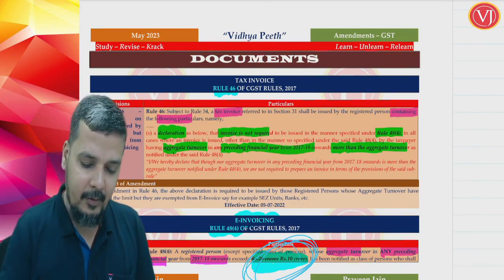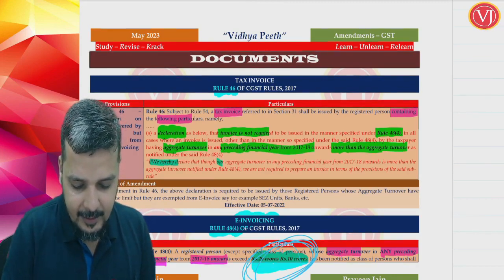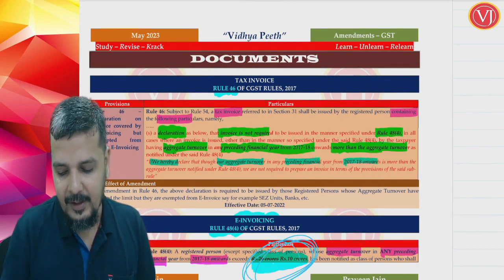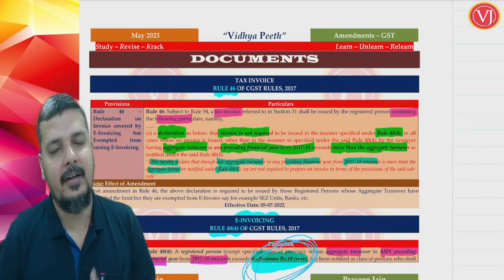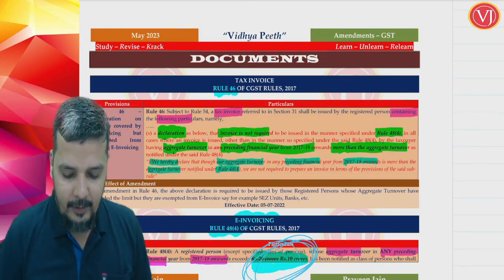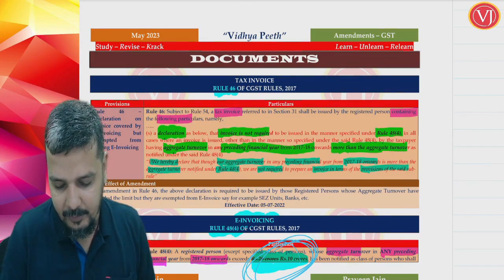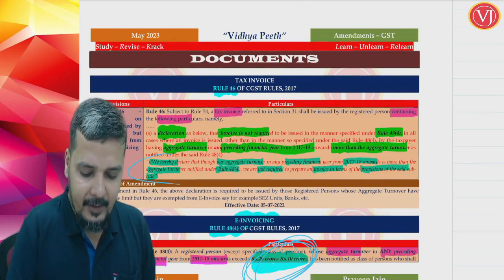So I have to give a declaration. What declaration? I or we hereby declare that our aggregate turnover in the preceding financial years from 17-18 onwards is more than the aggregate turnover for e-invoicing. We accept that our aggregate turnover is more than what is required for e-invoicing, but still we are not required to prepare an e-invoice. Now you may be confused about when a particular person will give this declaration.